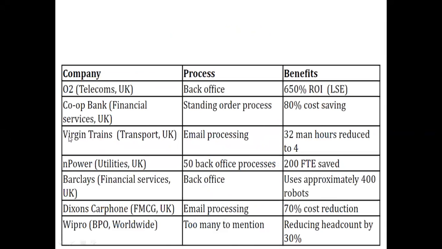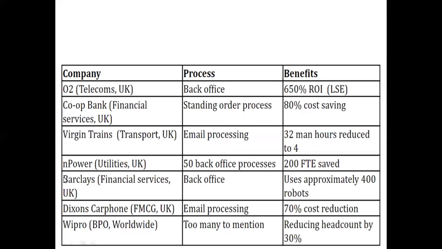If you look at Virgin Trains, it's a transportation company in the UK. What they have automated is email processing. After automation, they got 32 man hours reduced to 4 hours. Earlier it took 32 man hours, but they are able to complete the same work in 4 hours after they automated their email processing by using the automation tools.